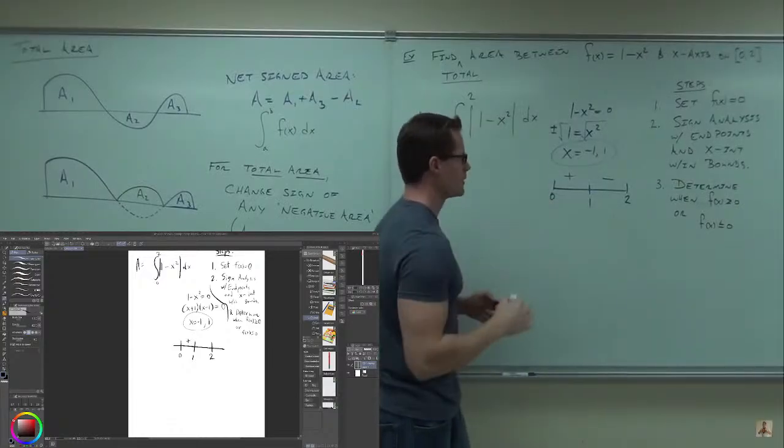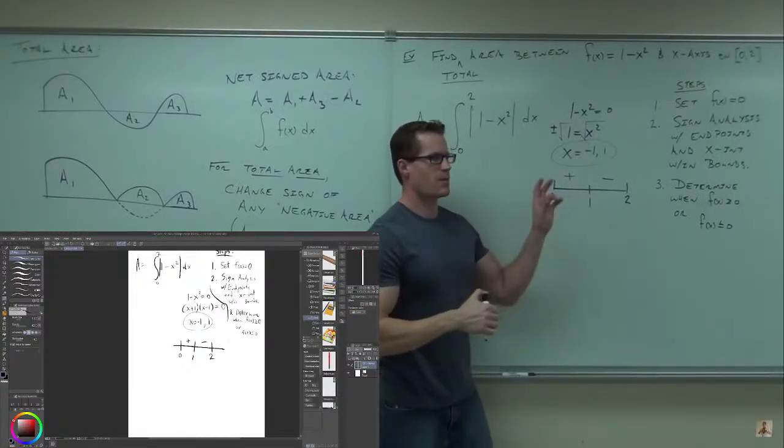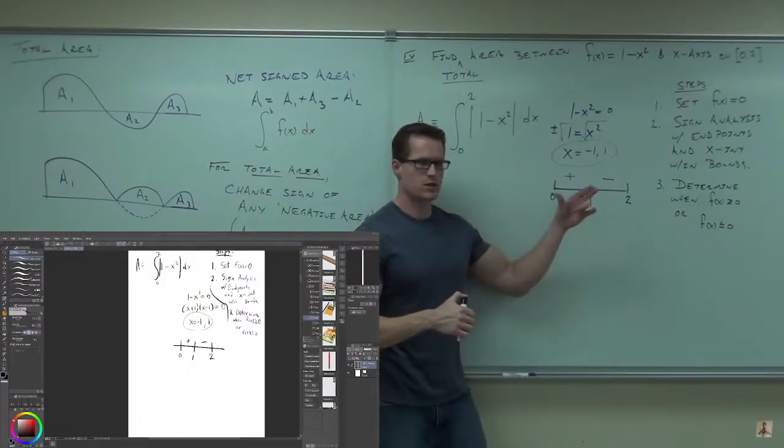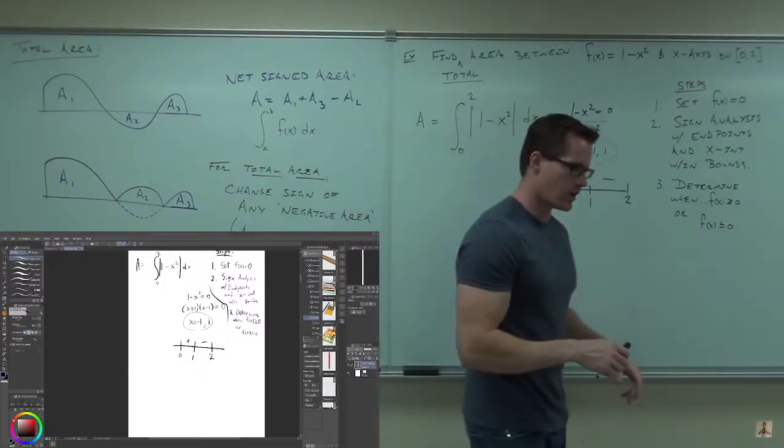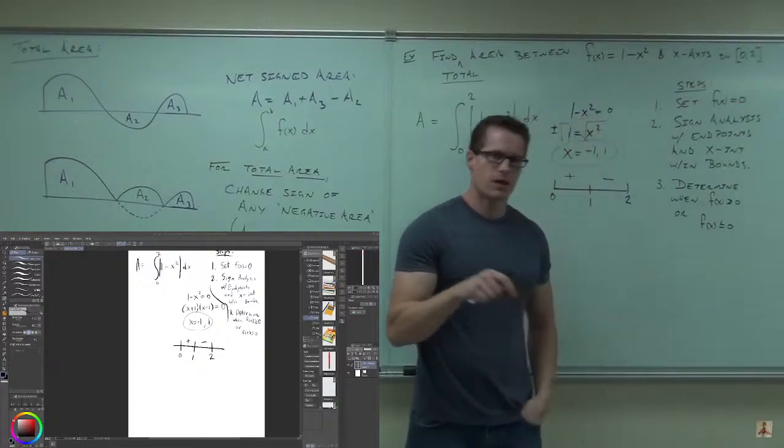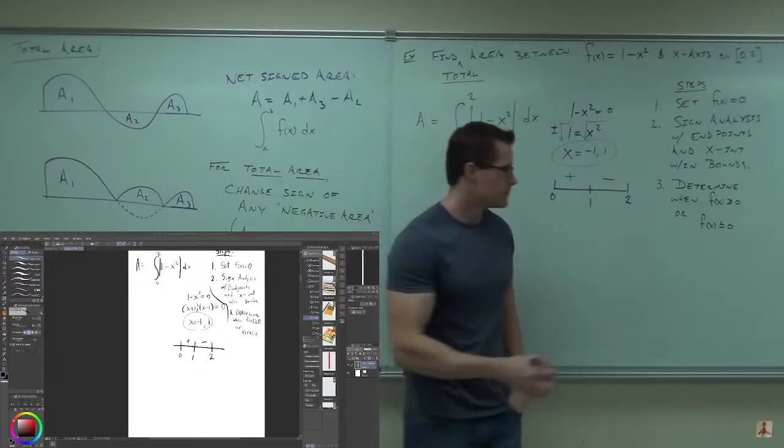Cool. What this says is that from 0 to 1, I'm above the x-axis. From 1 to 2, I'm below the x-axis. We're going to have to come up with that sign change. We're going to do it right now. What we do is we're going to split up the integral using the definition for absolute value.